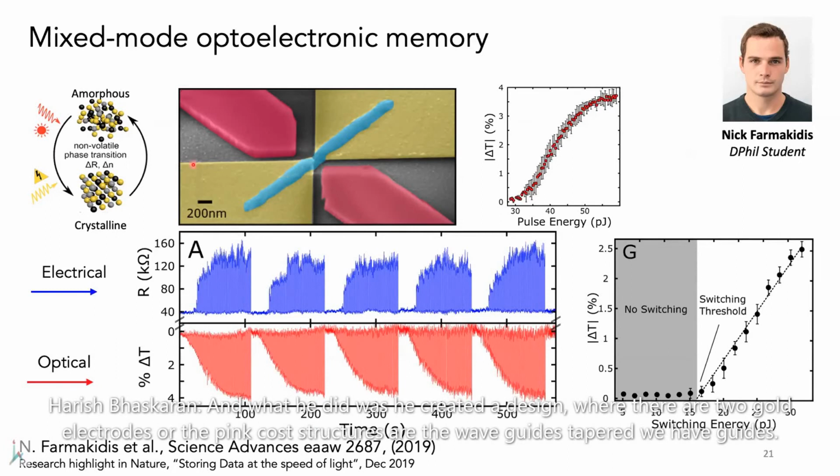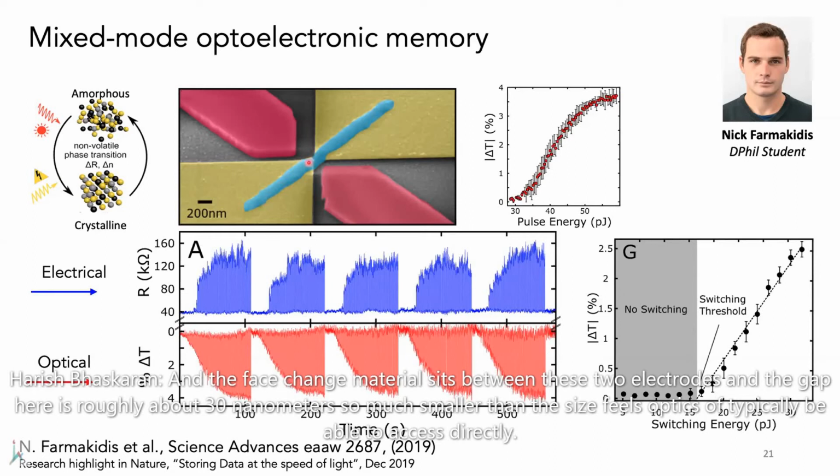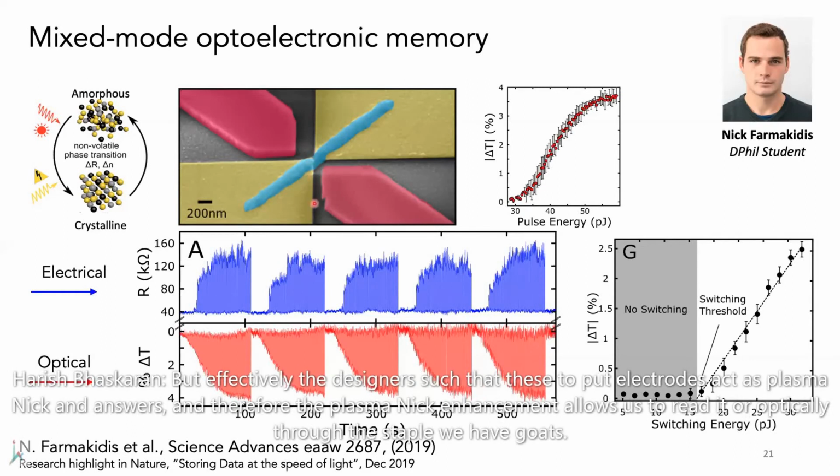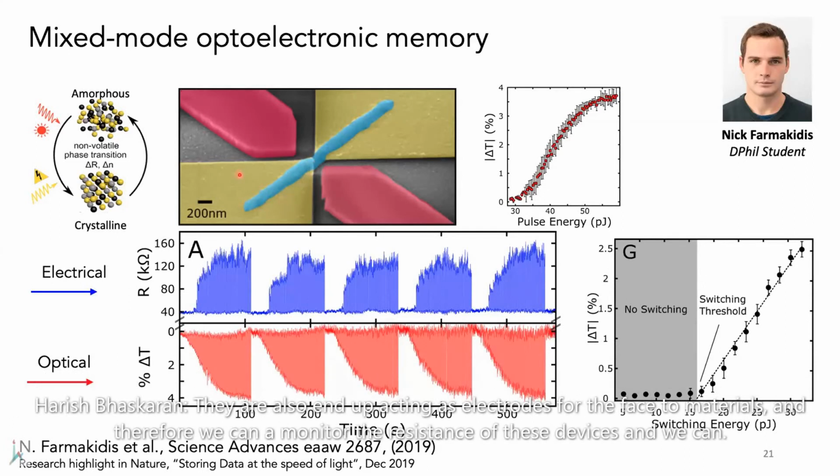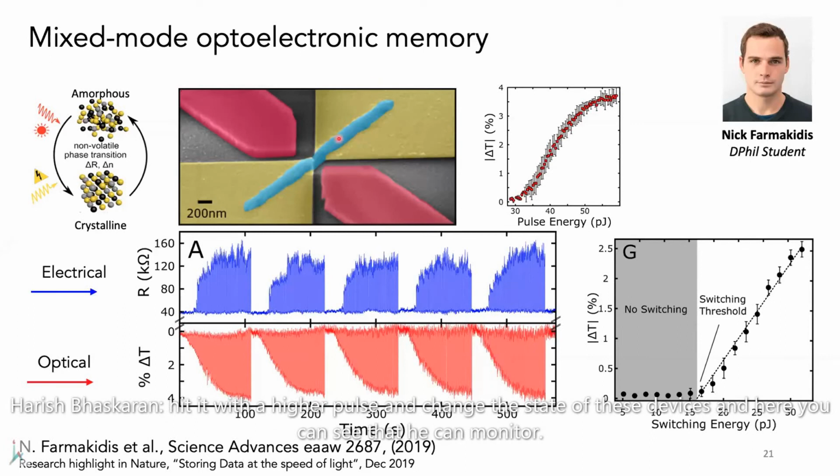What he did was create a design where there are two gold electrodes. The pink structures are the tapered waveguides. And the phase change material sits between these two gold electrodes. The gap here is roughly about 30 nanometers, so much smaller than the size scales that optics would typically be able to access directly. But effectively, the design is such that these two gold electrodes act as plasmonic enhancers. Therefore, the plasmonic enhancement allows us to read it out optically through these tapered waveguides. They also act as electrodes for the phase change materials. And therefore, we can A, monitor the resistance of these devices, and B, hit it with a higher pulse and change the state of these devices.